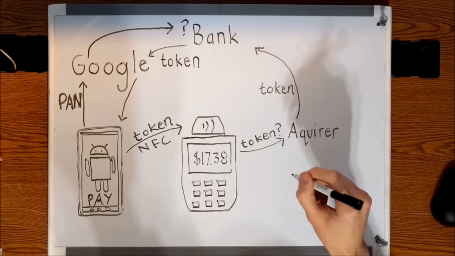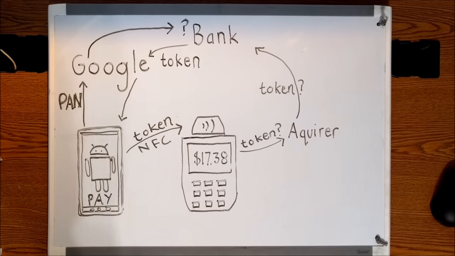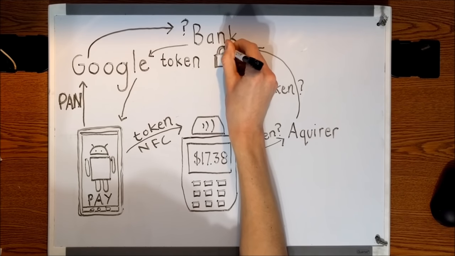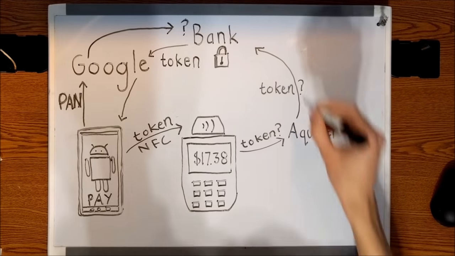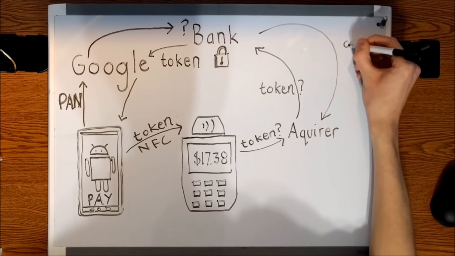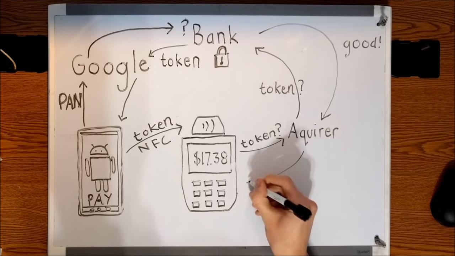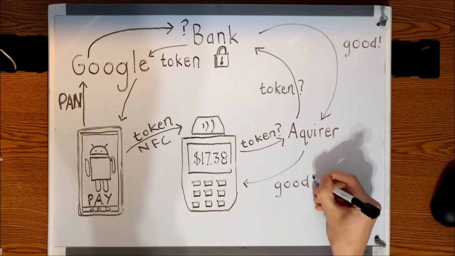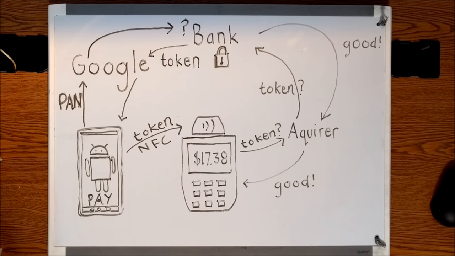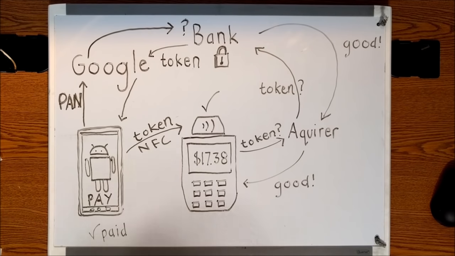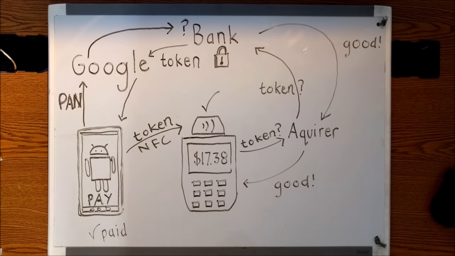The acquirer, with a good relation with your bank, checks the token with the bank. The bank will look in its secure vault. This vault holds all the tokens and matches them up with the real PAN or the personal account number. If there's a match, the bank lets the acquirer know, and the acquirer lets the terminal know. The terminal in turn finally lets your phone know. You'll get a verification that the payment has gone through. At this point, your bank is free to charge your account, and the merchant never saw your card number.